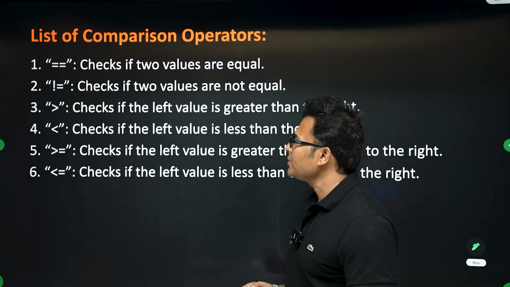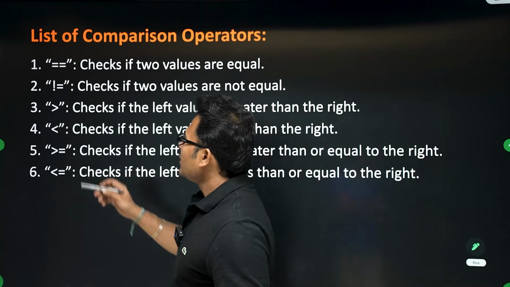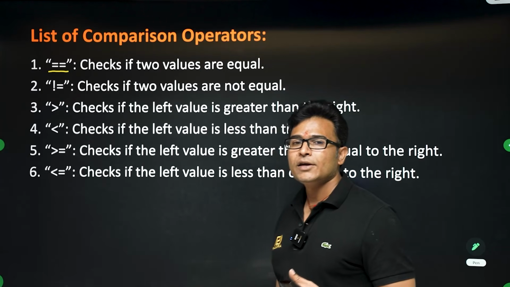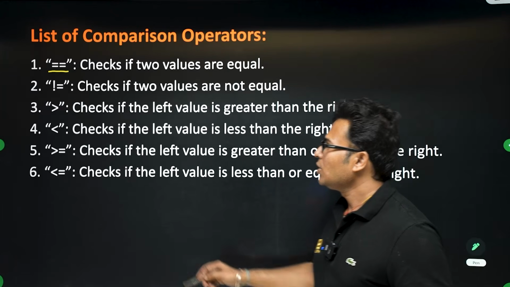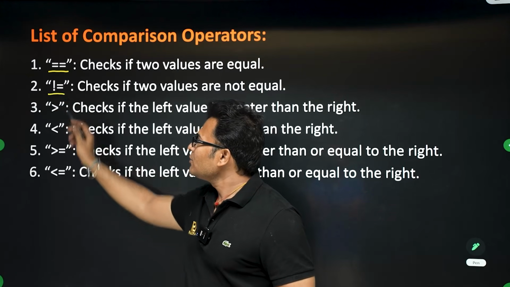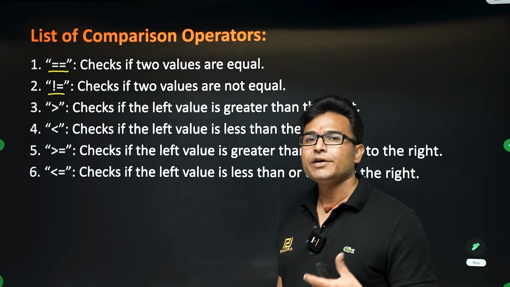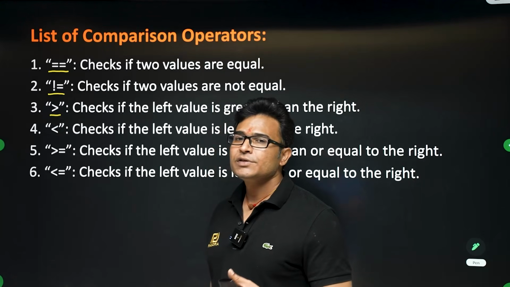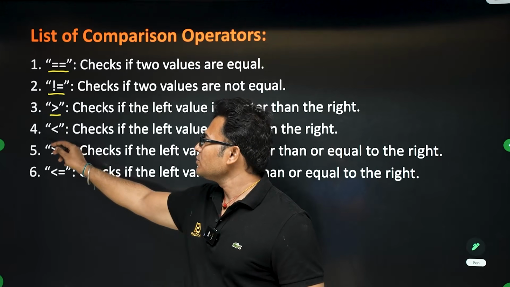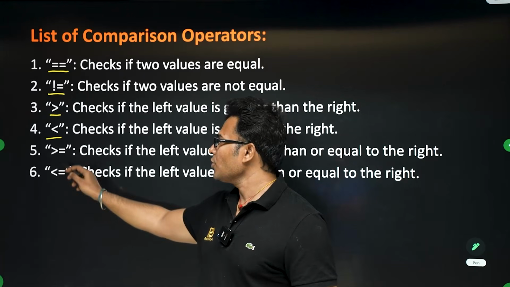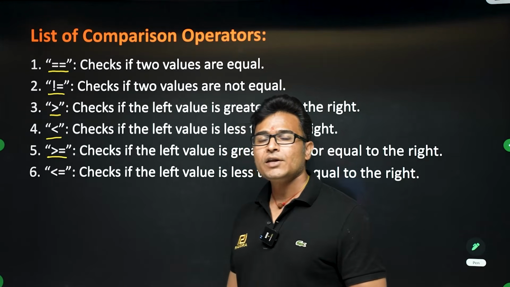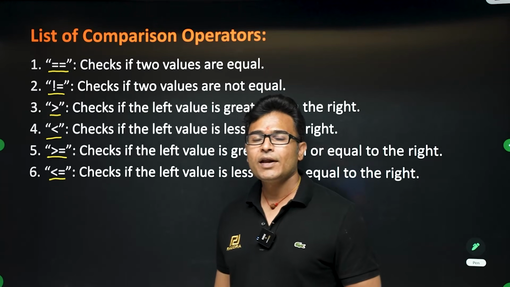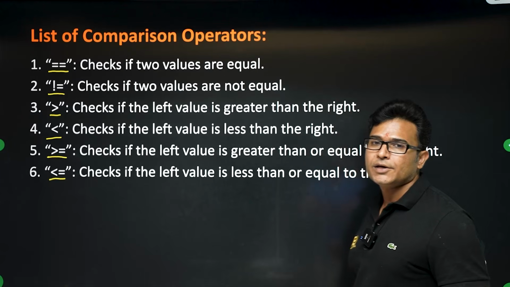Now the list of comparison operations are: double equal to checks if two values are the same or not. Not equal checks if two values are not equal. Greater than checks if one value is greater than the other. Less than checks if one value is less than the other. Greater than or equal to checks if one value is greater than or equal to the other value. Less than or equal to checks if one value is less than or equal to the other value, right?